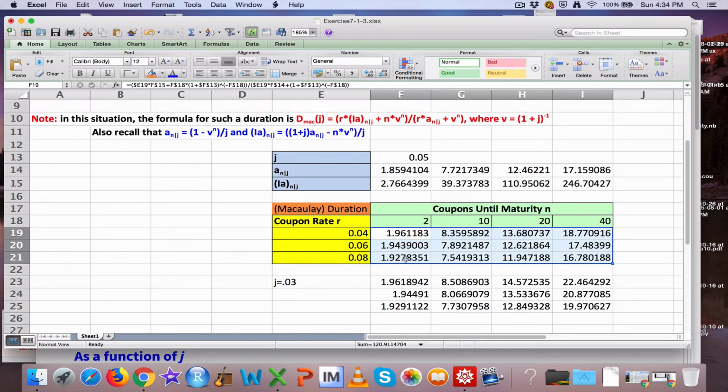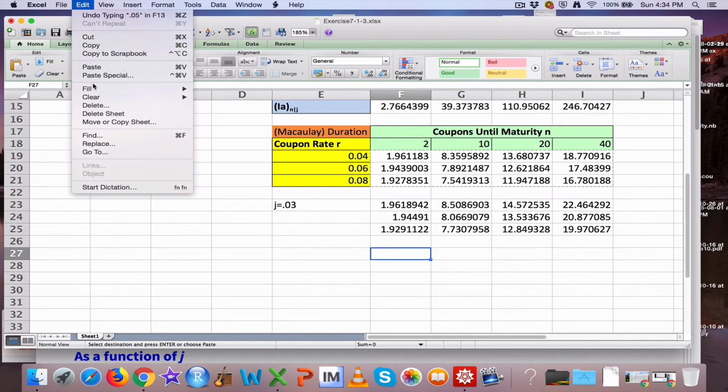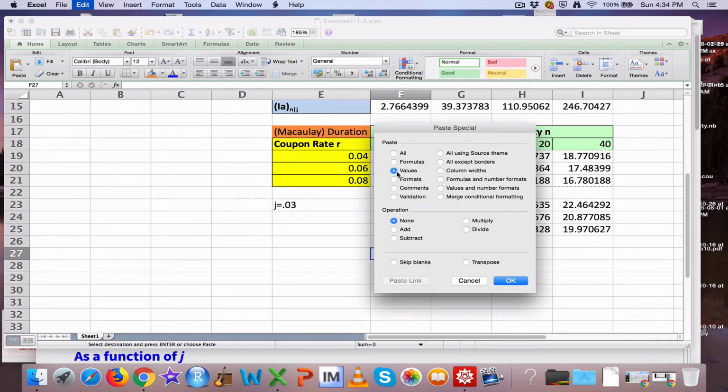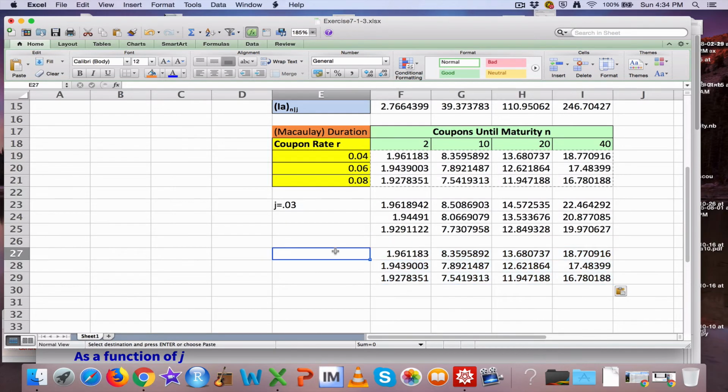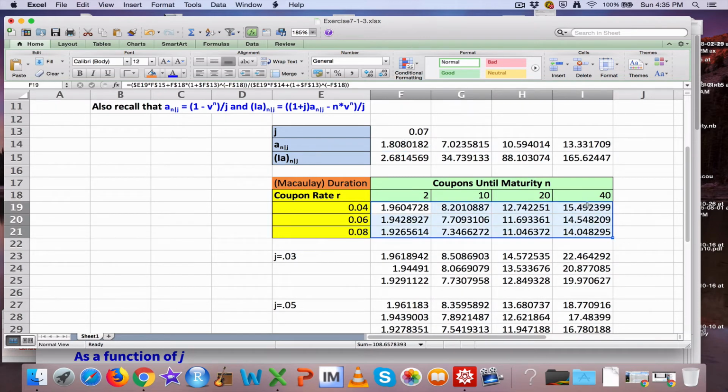Let's go ahead and copy and paste these. Down here, paste special, values. These are the numbers when j was 0.05. Now when j is 0.07, the last one, we should see them go down again. And once again, it's more pronounced when n is large. So that's something to put in the back of your mind.